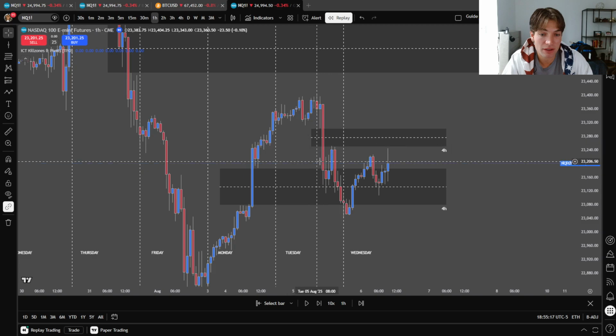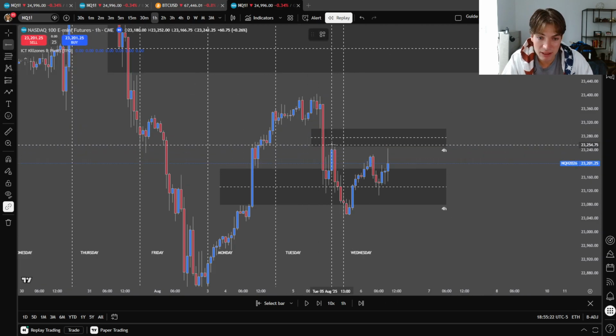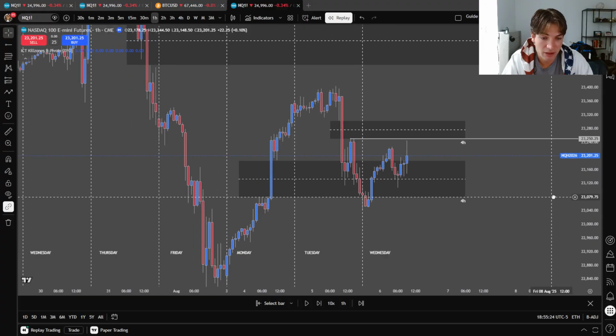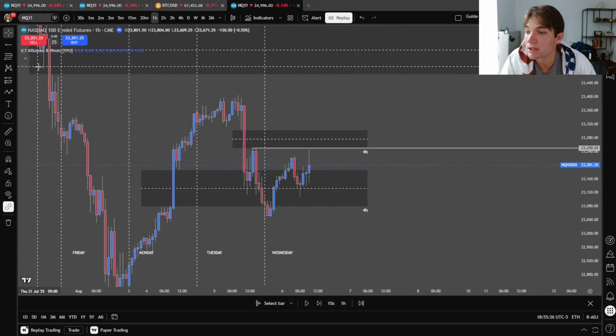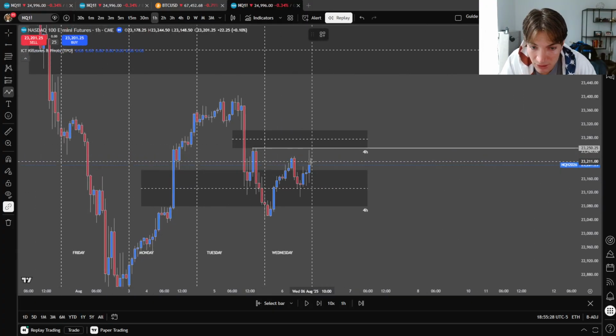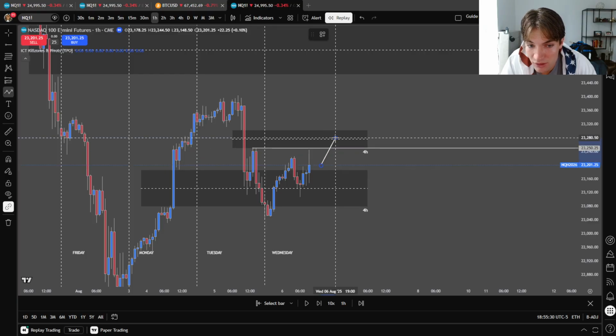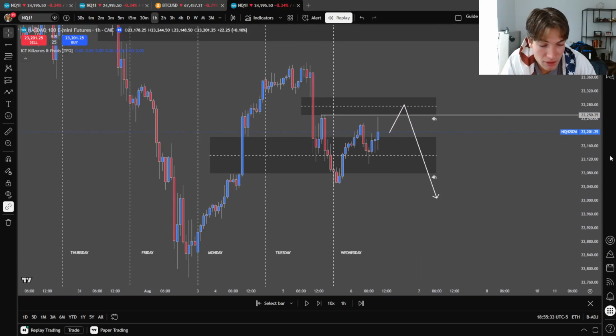We have this hourly gap right here, and we have a pretty clean set of liquidity that we might want to take out to see some reactions right there. So now we have an even clearer plan of what's going to happen. Price is trading all the way up here. We probably want to see a move into here and then move lower, right?